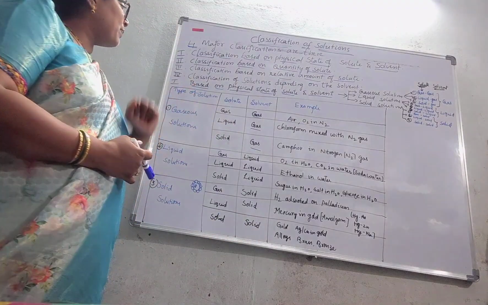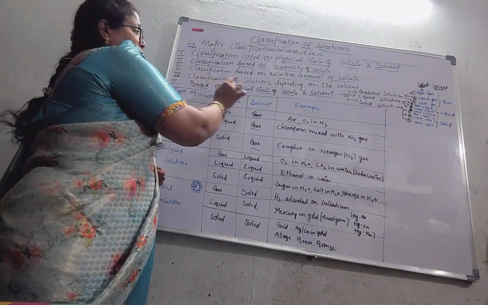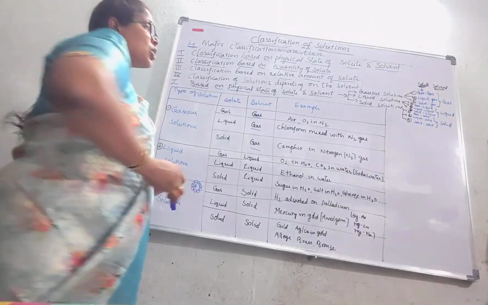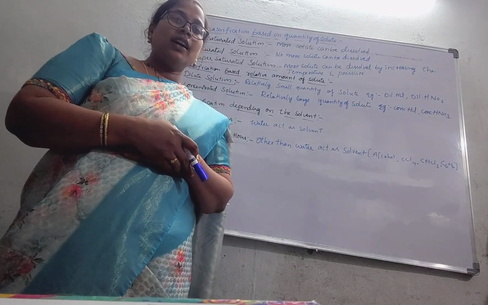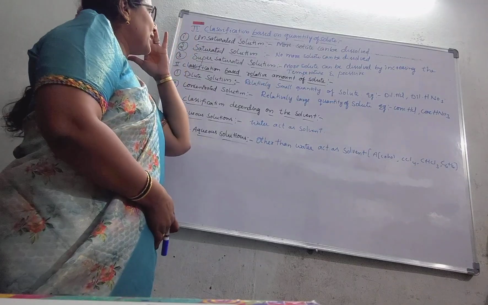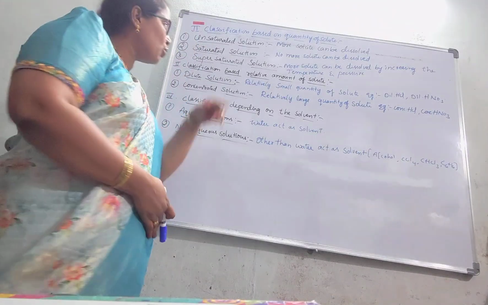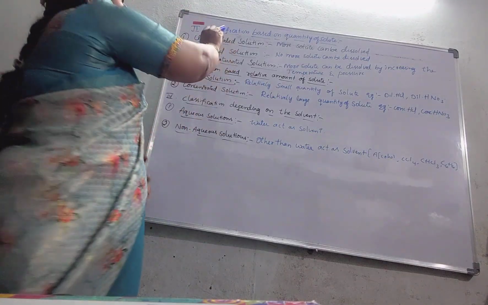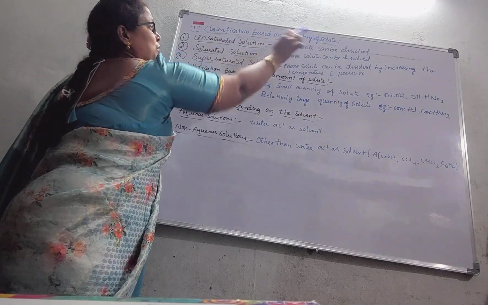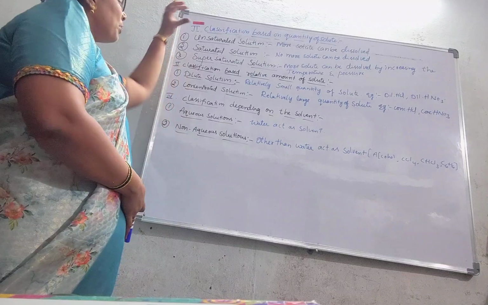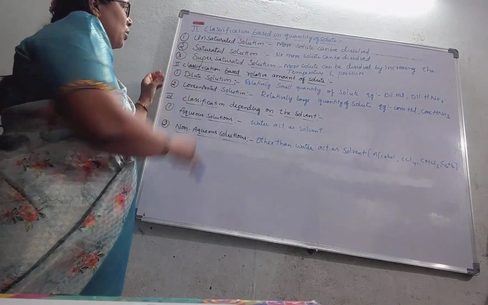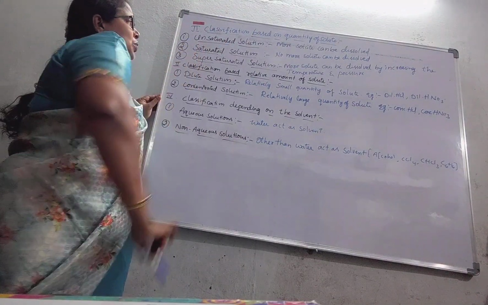So this is the first classification, the classification based on physical state of solute and solvent. First classification completed. Let us go for the second classification, that is classification based on quantity of solute. Based on the quantity of solute, we have three types of solutions.